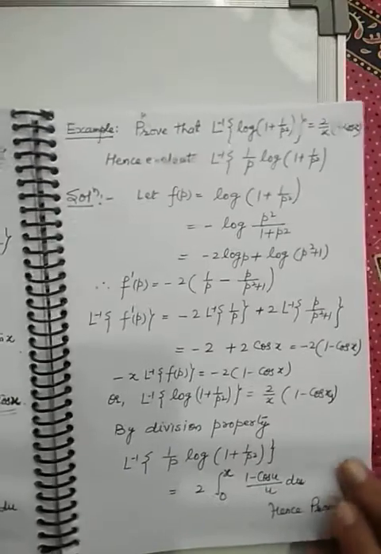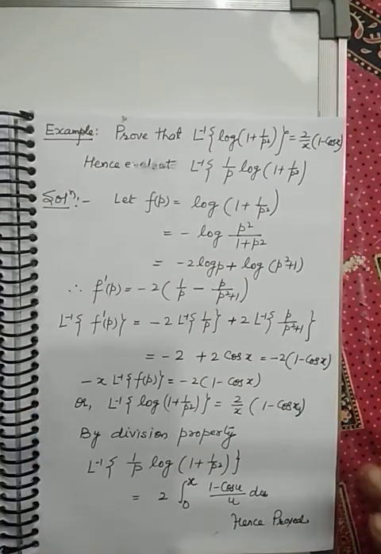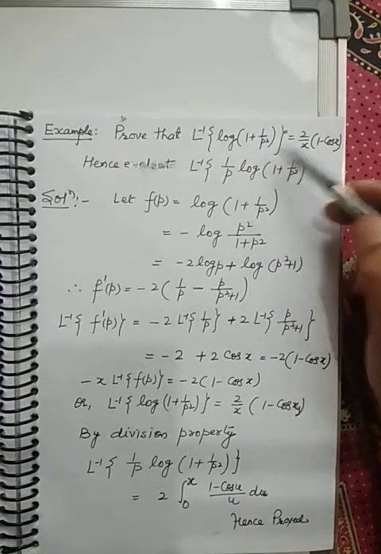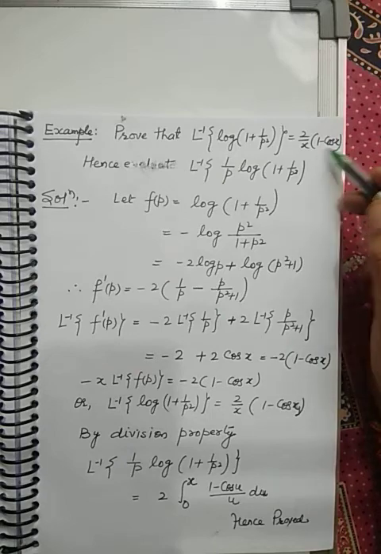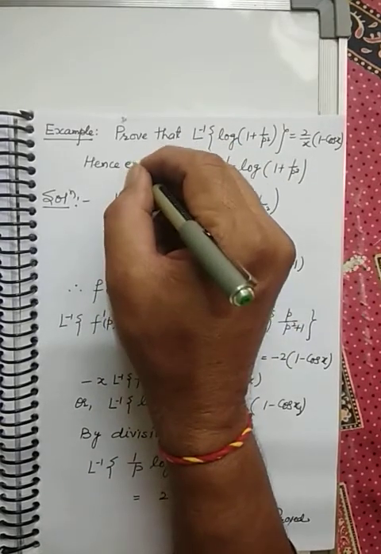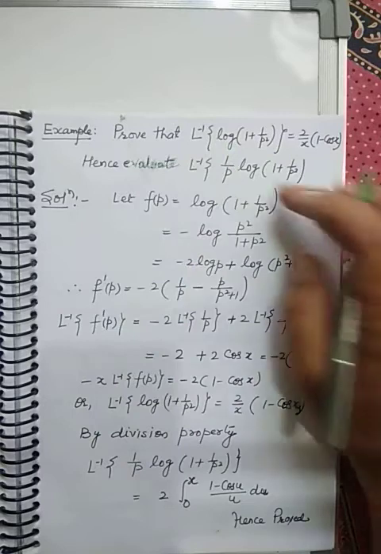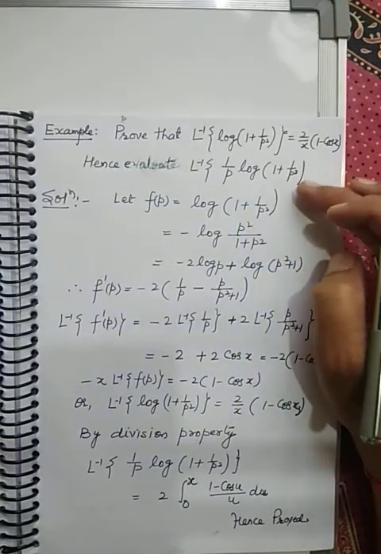Next example. Prove that the inverse Laplace transform of log(1 plus 1 upon p square) will be equal to 2 upon x (1 minus cos x). Hence, evaluate the inverse Laplace transform of 1 upon p log(1 plus 1 upon p square).